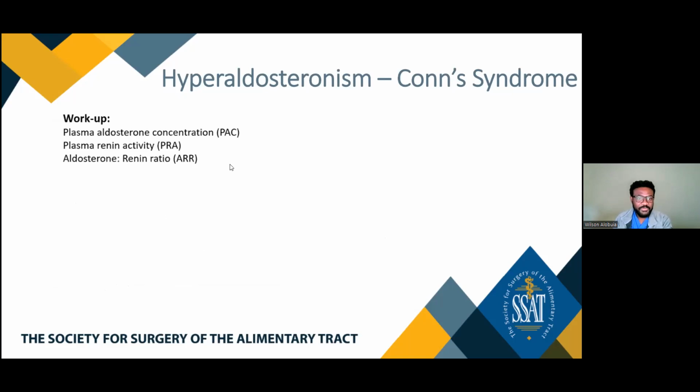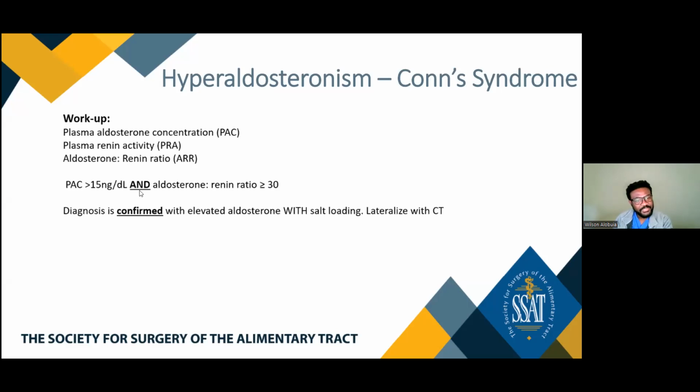So for the workup, for the ABSITE, these are three variables that we need to remember: the plasma aldosterone concentration, the PAC, the plasma renin activity, and then the aldosterone to renin ratio. The one number that you really need to remember is the aldosterone to renin ratio, which should be greater than 30. That's usually the answer that you're looking for.